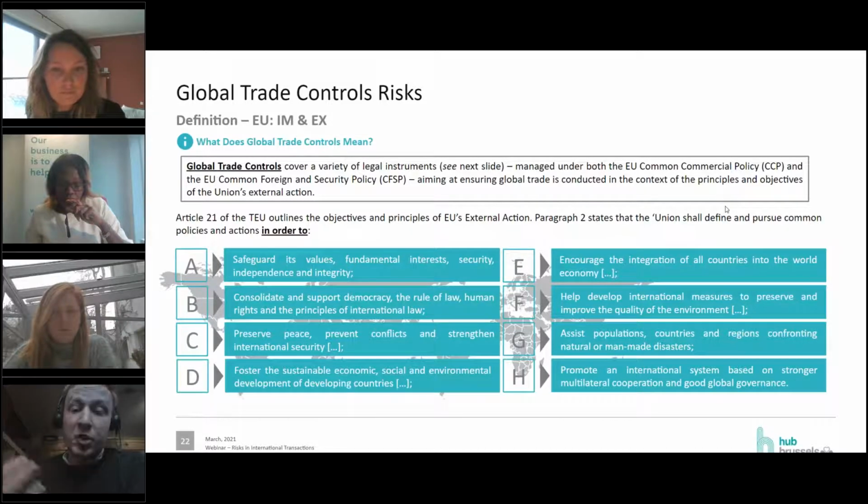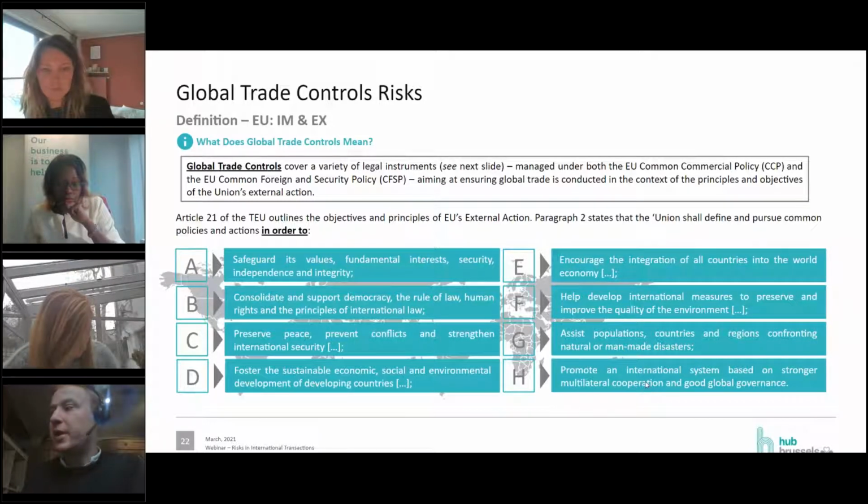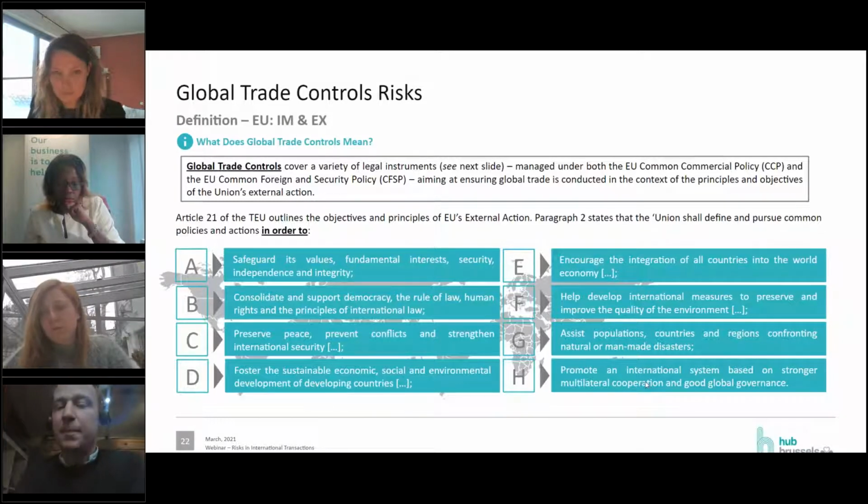Those are mentioned in Article 21 of the Treaty on the European Union. Those include safeguarding the European Union's values, its fundamental interests, its security, independence, and integrity, encouraging the integration of all countries in the world, preserving peace, preventing conflict, and strengthening international security. Also promoting an international system based on stronger multilateral cooperation and good global governance. Those are among the main principles and objectives of the European Union external action.